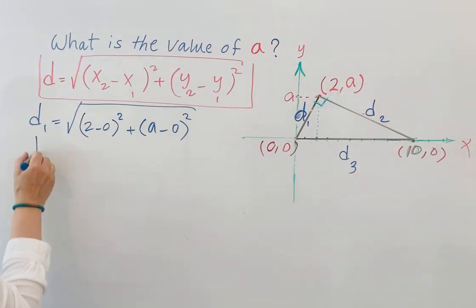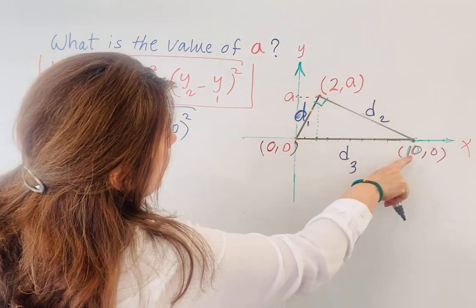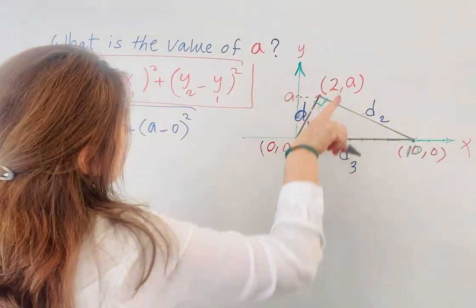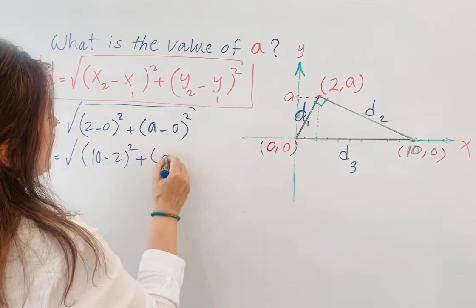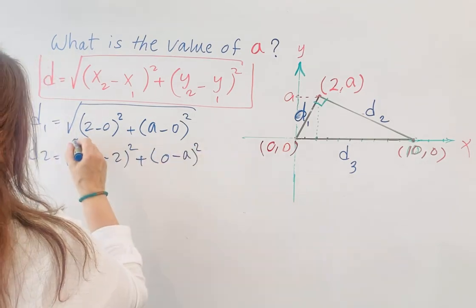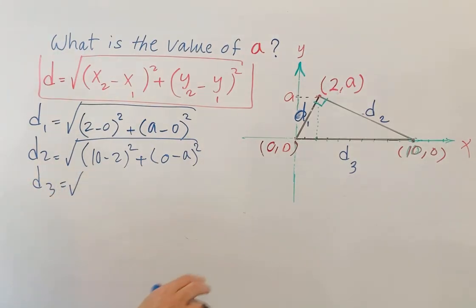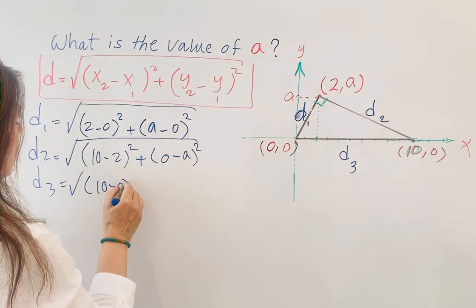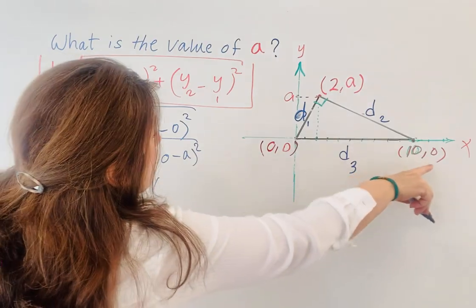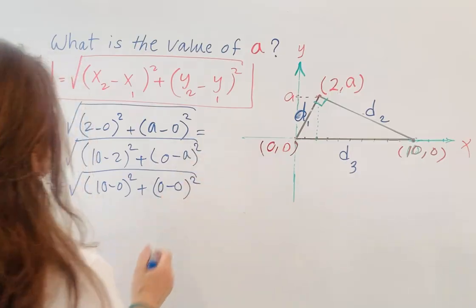How about D2? D2 is between (2, a) and (10, 0). This minus this gets 10 minus 2 squared plus 0 minus a squared, right? D3 is here, right? Are you with me? 10 and 0, 10 first. 10 minus 0 squared plus 0 minus 0 squared.